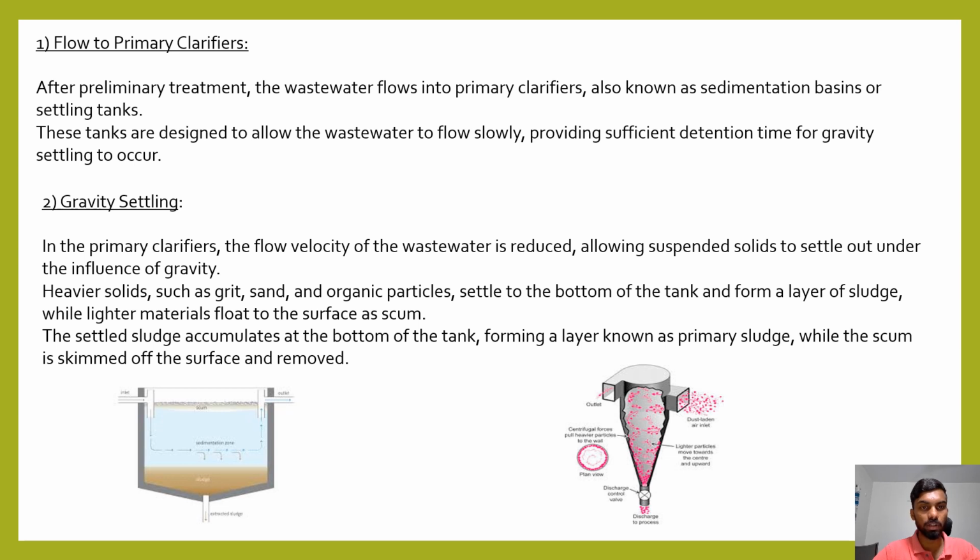In primary clarifiers, the flow velocity of the wastewater is reduced, allowing suspended solids to settle out under the influence of gravity. Heavier solids such as grit and sand and organic particles settle to the bottom of the tank and form a layer of sludge, while lighter materials float to the surface as scum. The sludge accumulates at the bottom of the tank, forming a layer known as primary sludge, while the scum is skimmed off the surface and removed.